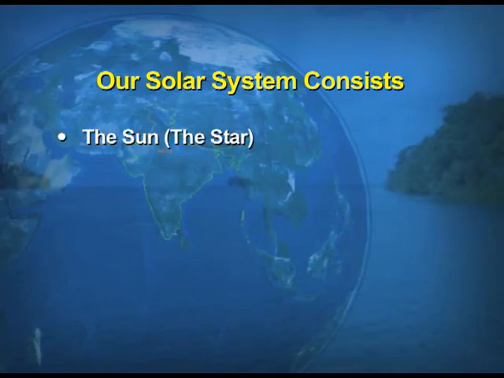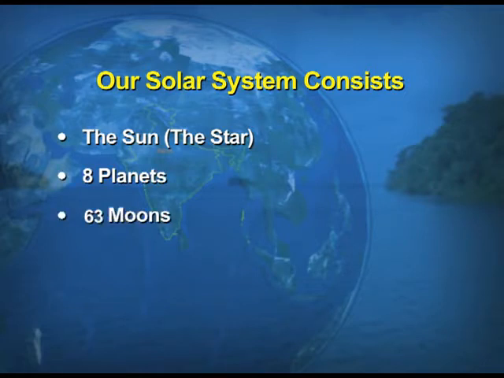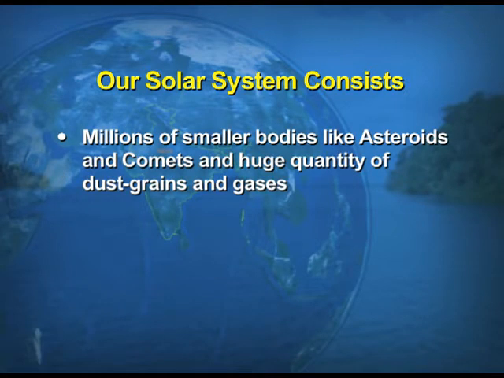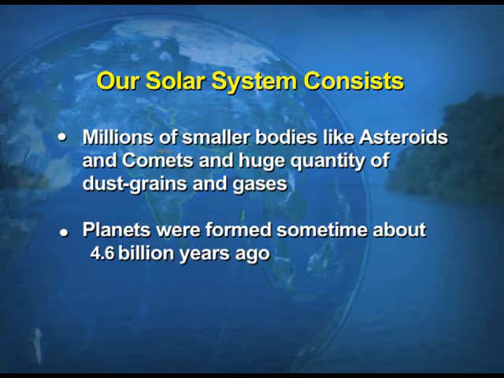When we talk about what our solar system consists of, it consists of the sun, the star we talked about just now, the 8 planets, almost 63 moons, millions of small bodies like asteroids and comets, and a huge quantity of dust, grains and gases. And the planets were formed about 4.6 billion years ago.